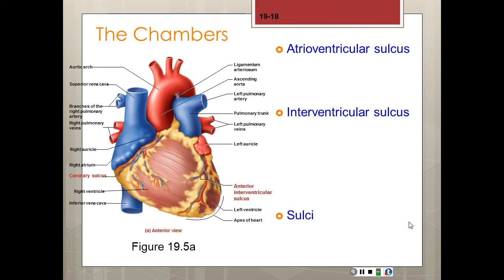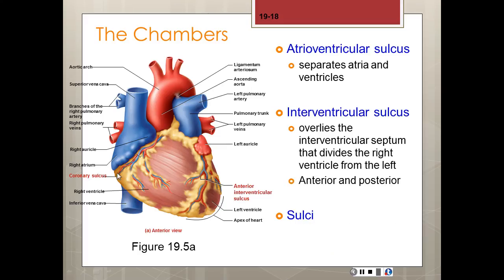Now on the surface, 3 sulci or grooves mark the boundaries of the 4 chambers. These sulci are largely filled by fat and the largest of the coronary blood vessels. The coronary sulcus, also called the atrioventricular sulcus, encircles the heart near the base. So here is our atrioventricular sulcus, okay, also called the coronary sinus.